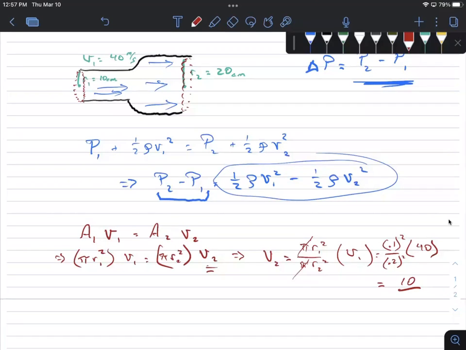V2 is less than V1 and R2 is greater than R1 because the pipe got bigger. So why do you think V2 should be less than V1? Because the pipe got bigger. Very nice. Perfect. That's exactly right.